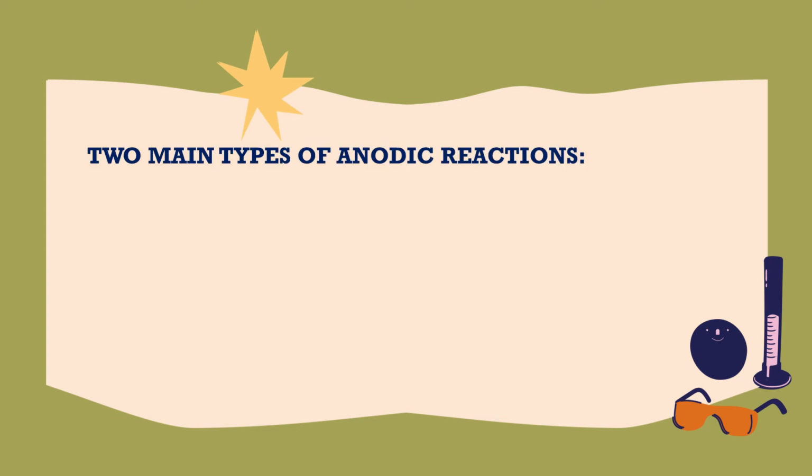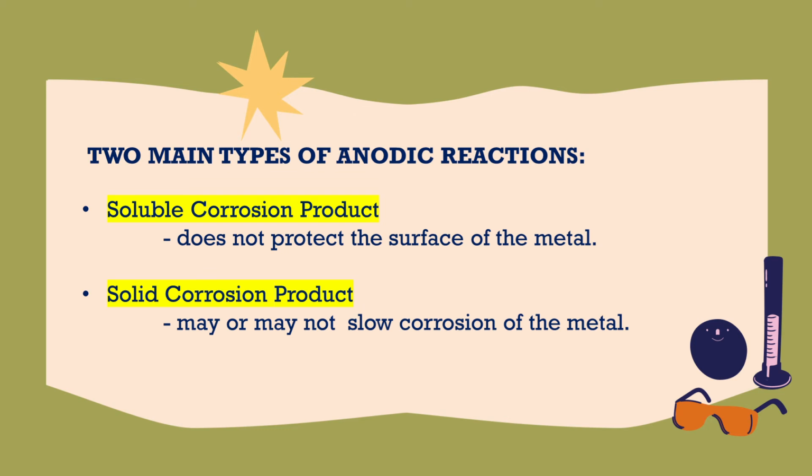So there are two main types of anodic reaction products. These are soluble corrosion product, which does not protect the surface of the metal, and solid corrosion product, which may or may not slow the corrosion of the metal. We can obtain both of these corrosion products in a particular equation of an anodic reaction.